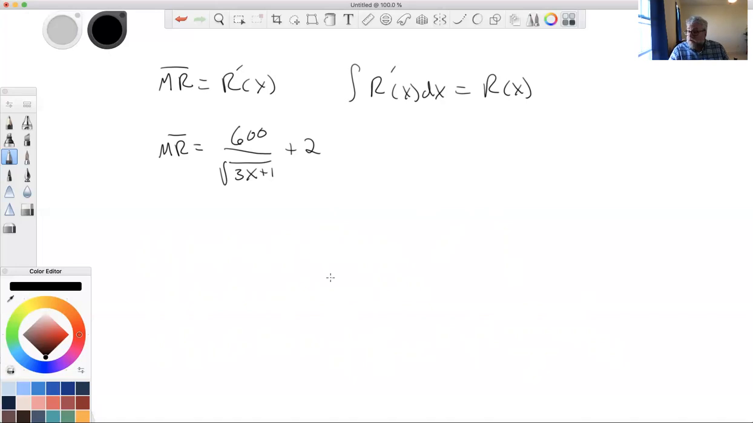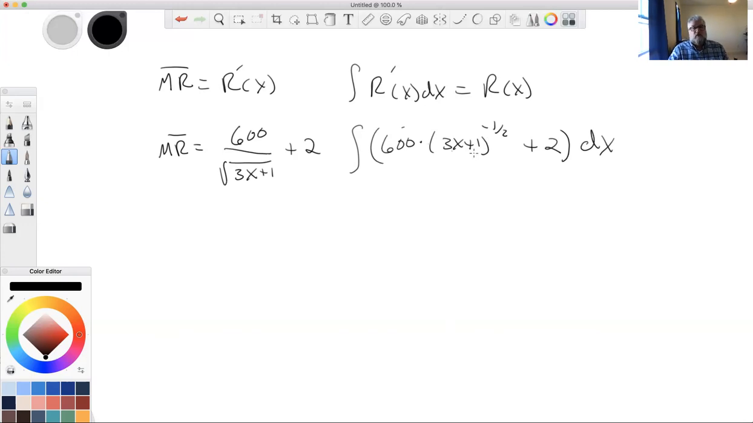And we want to know what is the revenue. So that means we need to take the marginal revenue and integrate it to find the revenue. So I'm going to take the integral of, we'll write it as 600 times (3x plus 1) to the negative 1/2. 1/2 because it's a square root, negative because it's in the denominator, plus 2 dx.